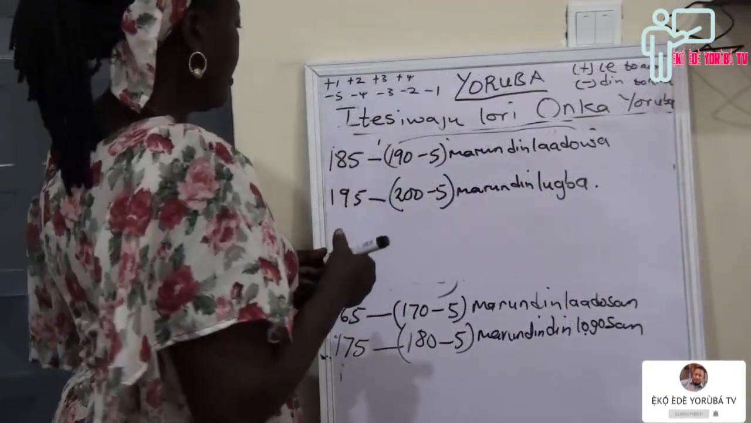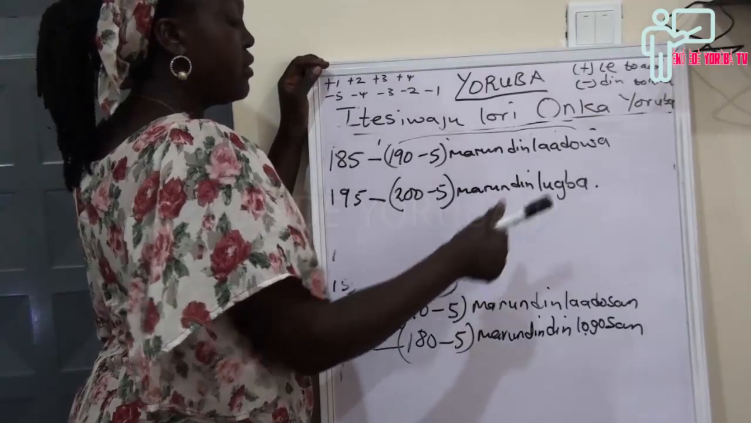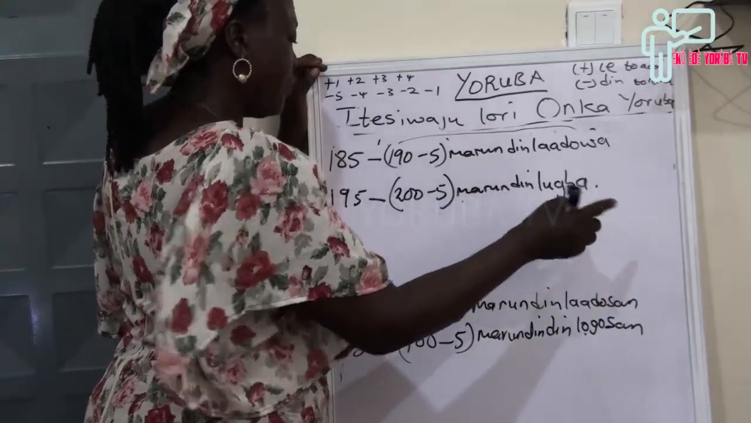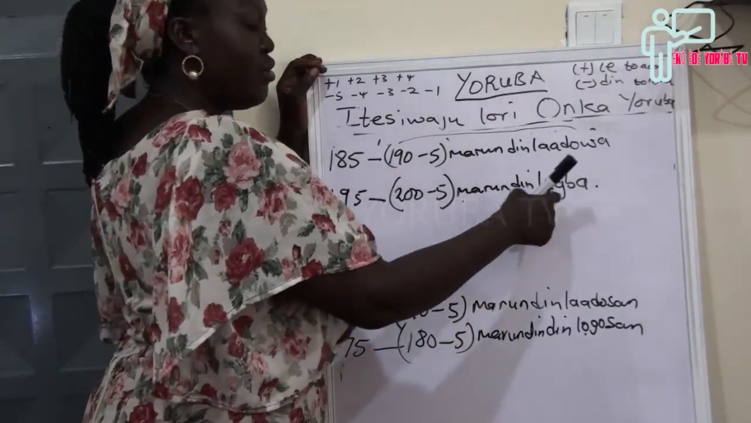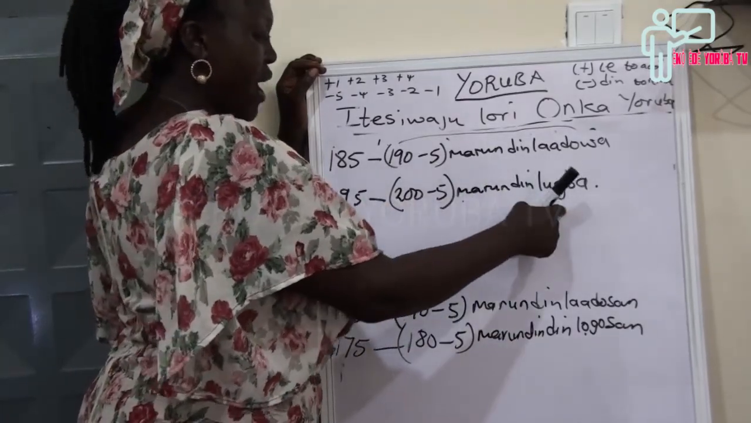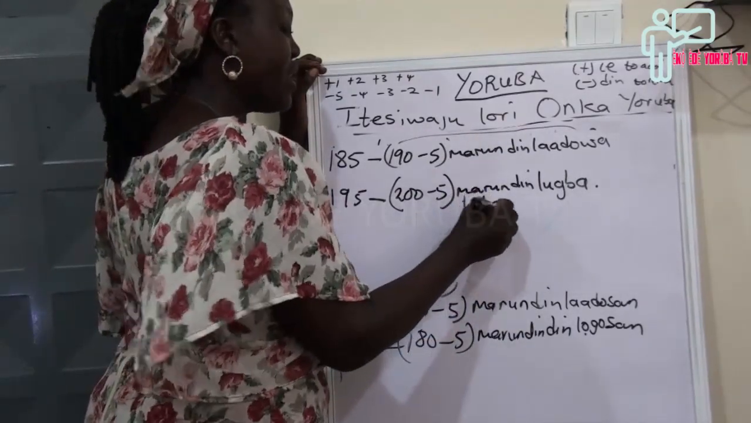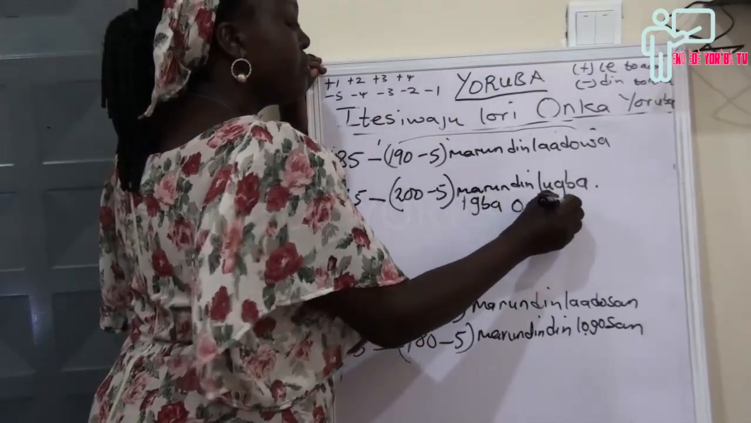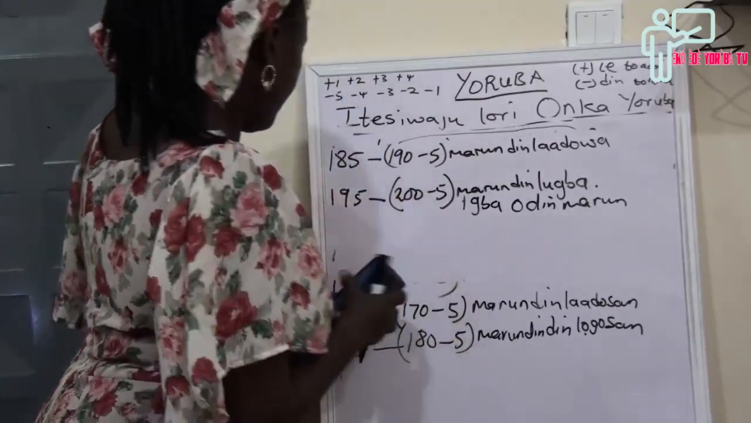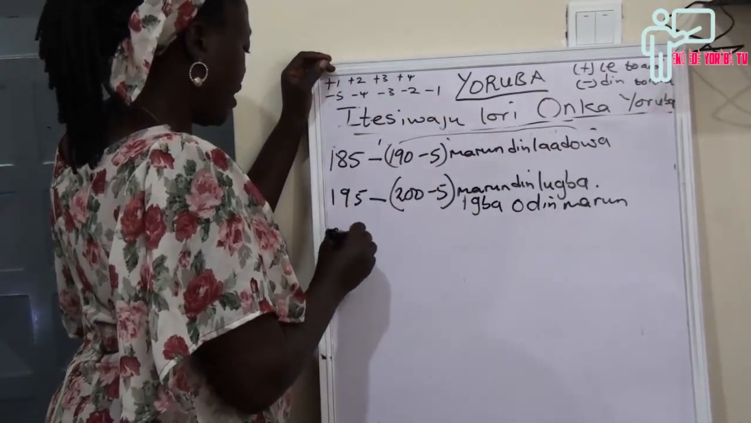As I was saying, you can say this one is márùndínlúgba. Likewise, you can say àrúndínlúgba. Or márùndínlúgba tàbí igba ó dín márùn. You can write it like this. You say igba ó dín márùn. So they can write it like that. And this one is 205.